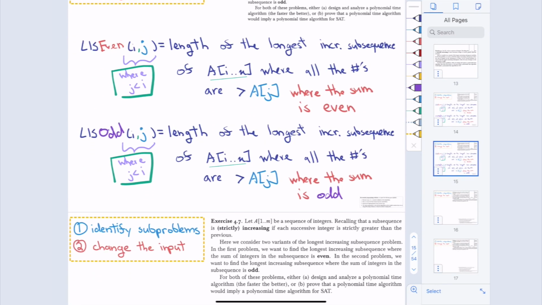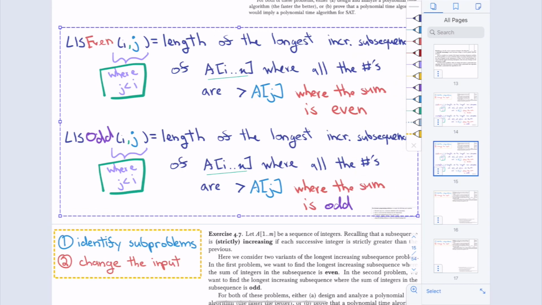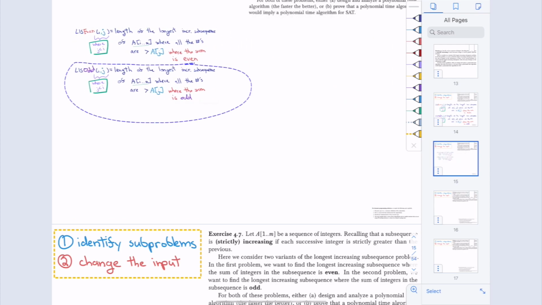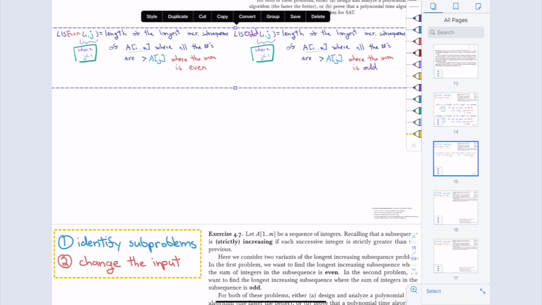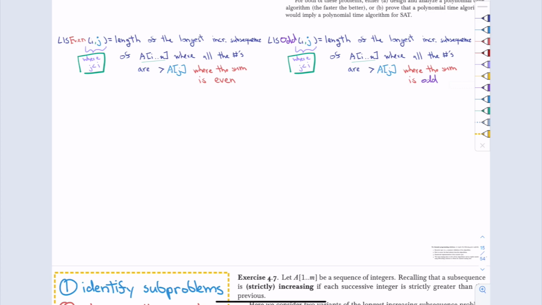All right, so when it comes to implementing this, let me make this a little bit bigger. Is that legible? Okay. If I wanted to implement LIS even of I, J, then we first address the base case. If I is bigger than N, it's going to be 0. Now I want the longest increasing subsequence of A_I through N, where all the numbers are bigger than some particular A_J.